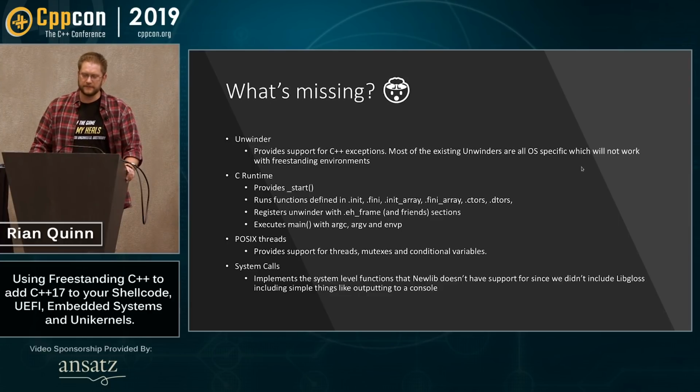Okay, so what's missing? Well, the obvious. If I want exception support, I need an unwinder. That's a big problem. For C runtime support, a lot of people don't actually understand what that is, so let me spend just a quick second on it. If you compile with freestanding, you don't get a main function, usually. You get a _start function. That's it. Good luck. That's your entry point.